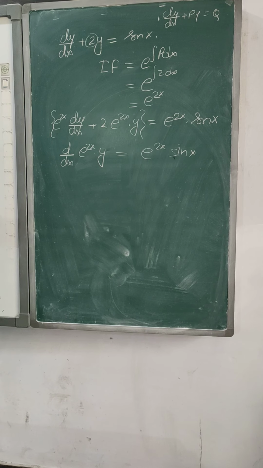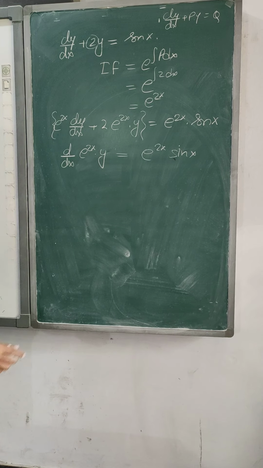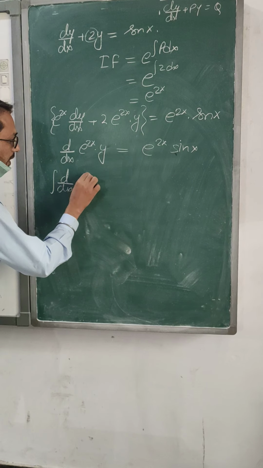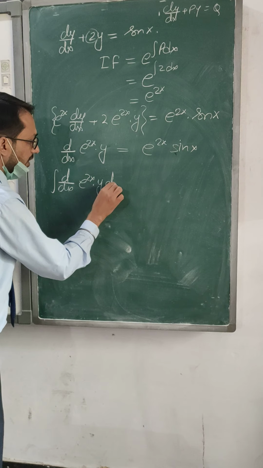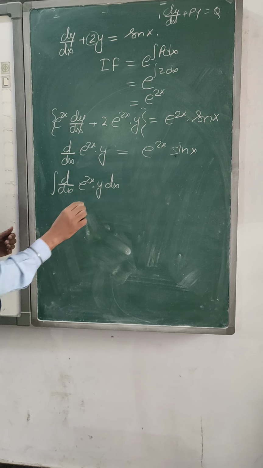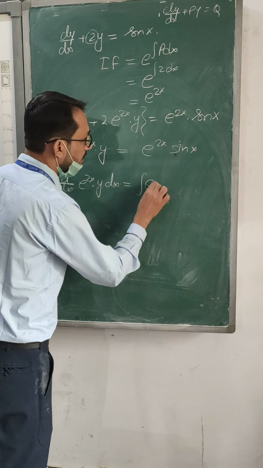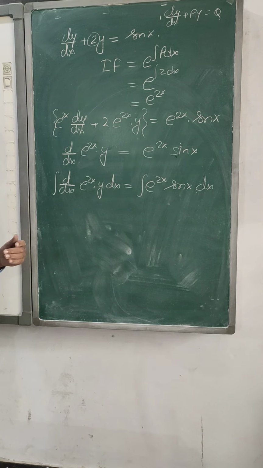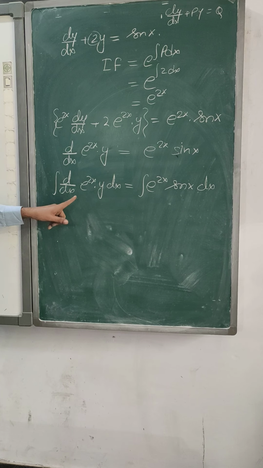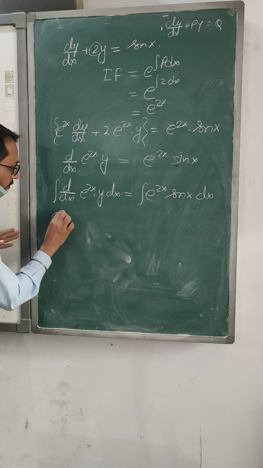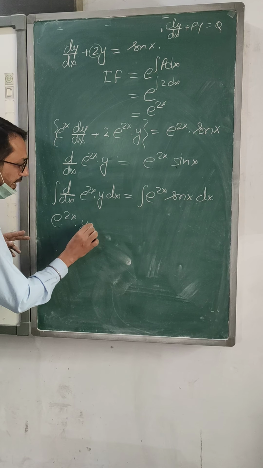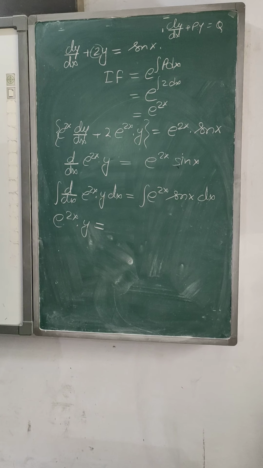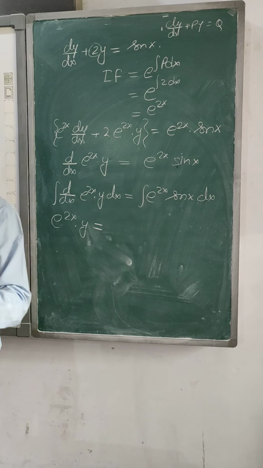Now integrating both sides with respect to x. So integral of d/dx of e to the power 2x into y with respect to x equals integral of e to the power 2x sin x dx. Integral and differentiation will get cancelled, so it will become e to the power 2x into y equals, now this is simple integration.